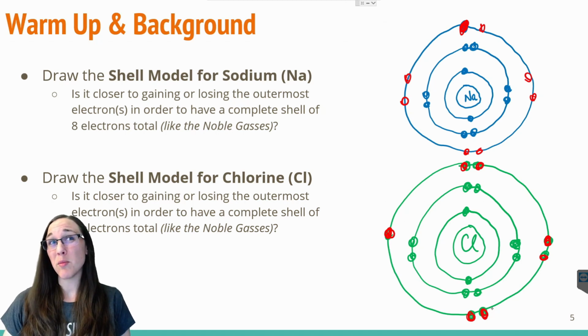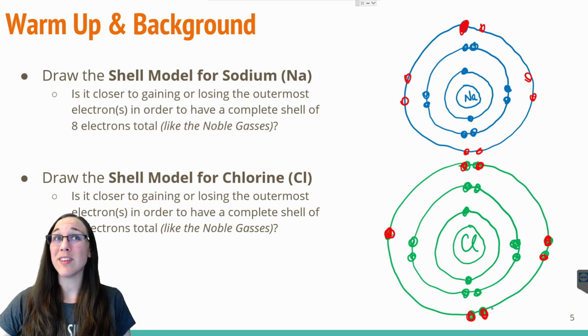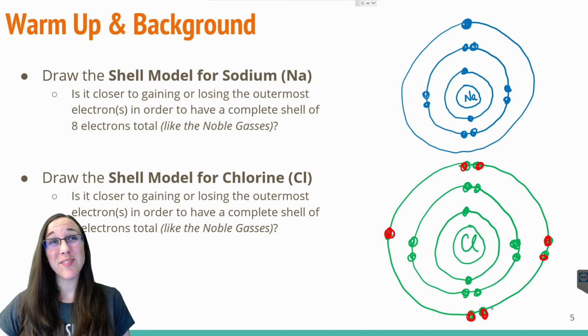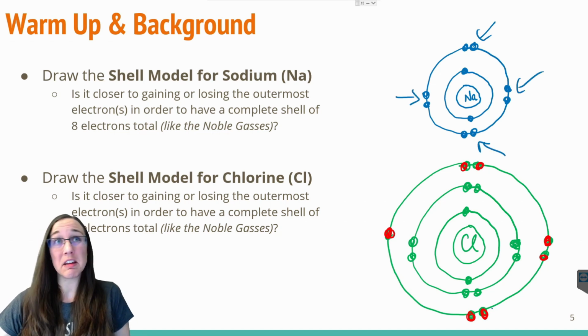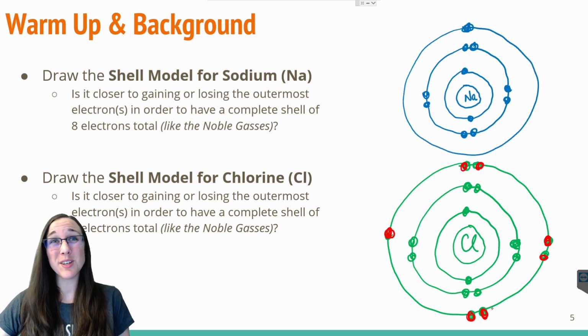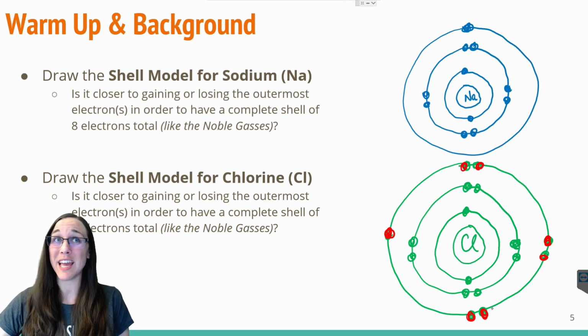So for sodium, would it rather just lose the one, or would it rather go through the work of gaining 7 extras to be like a noble gas? Notice that if I just lose the 1, like that, I now have a filled outer shell, and sodium would behave like a noble gas in that case. It's got a full outer shell. Or it would need to go through the grueling work of finding 7 other electrons on top of that one just to fill the outermost shell. I hope you're catching my drift here.